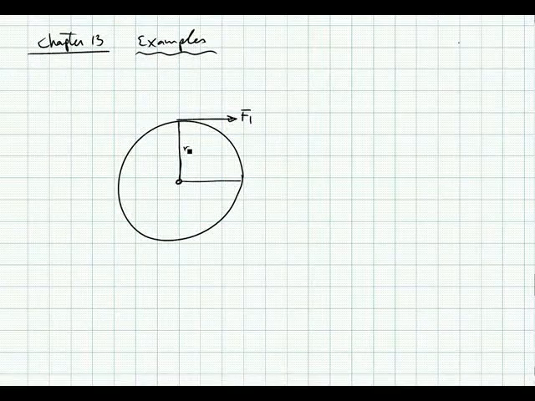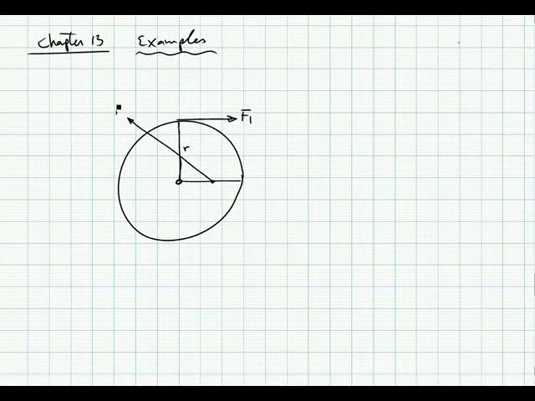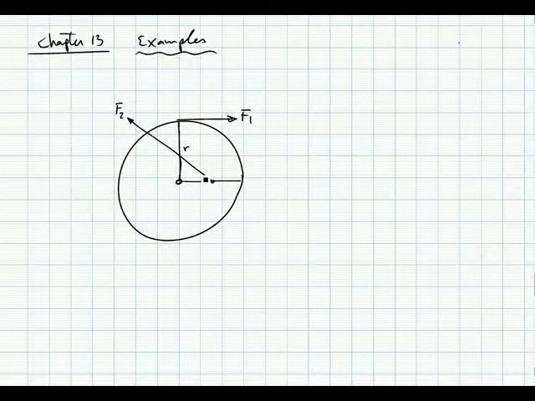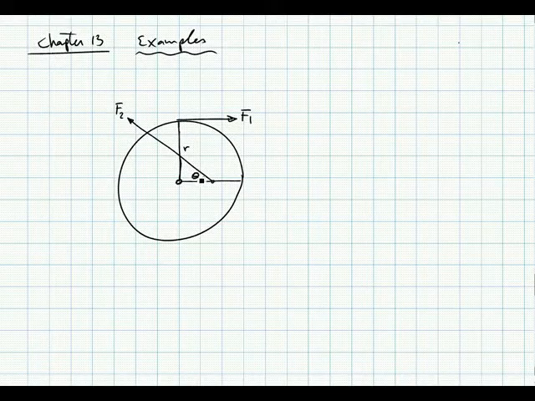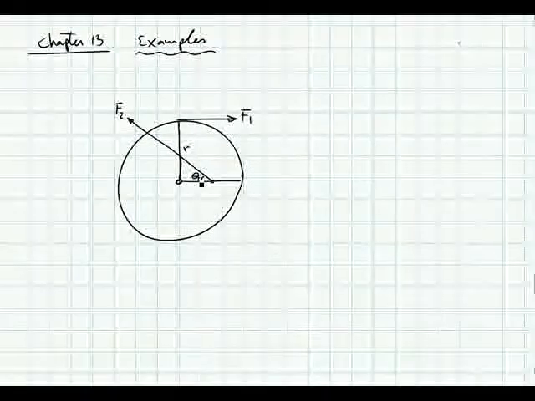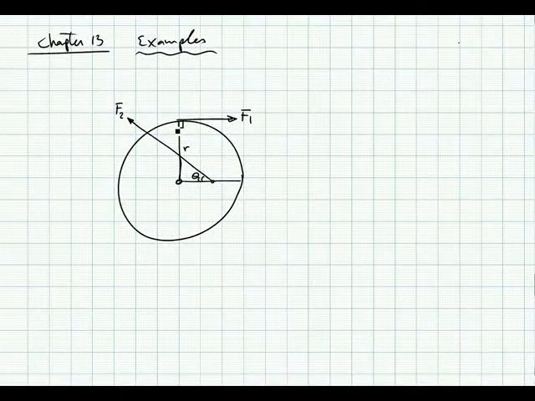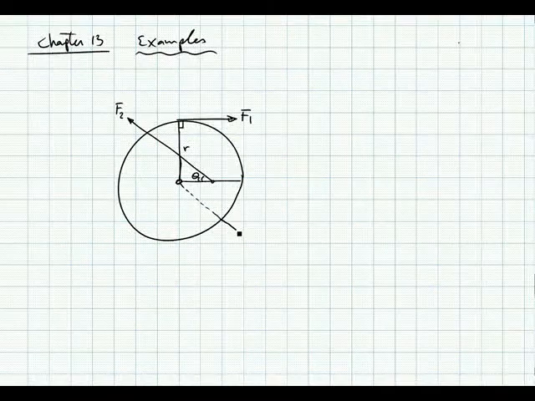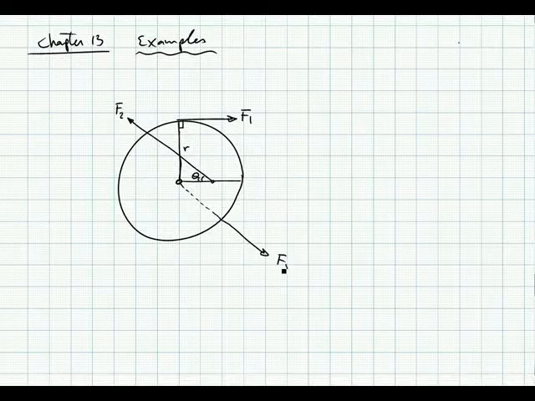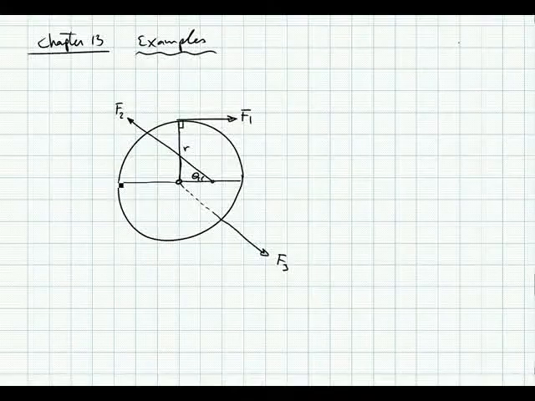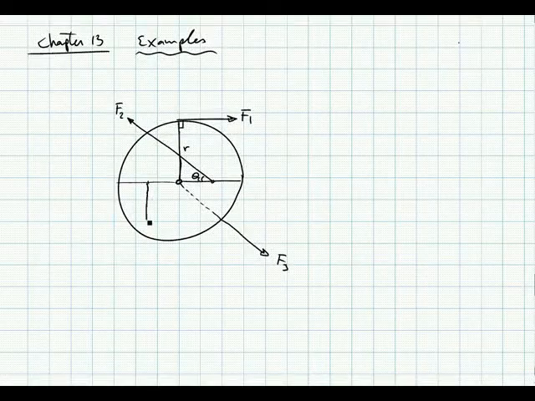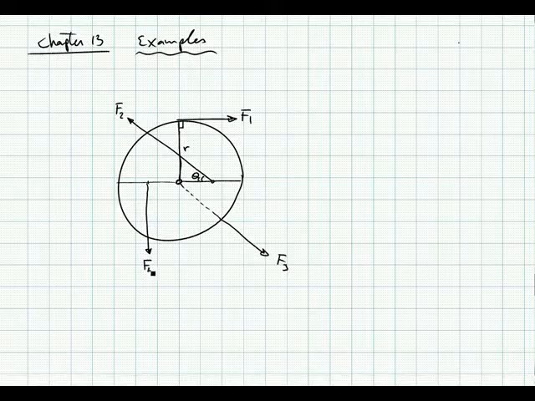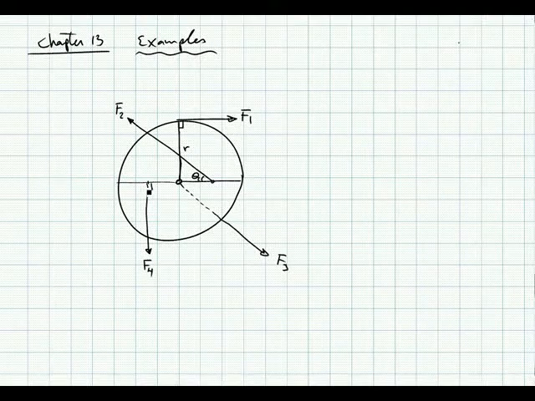Second force, F2, is applied at an angle like this. This is F2, and we know what this angle is. Let's say theta 2. This, of course, right angle is there. Third force is applied radially, F3, and fourth force is applied like this. This is the top view of all the forces being applied.